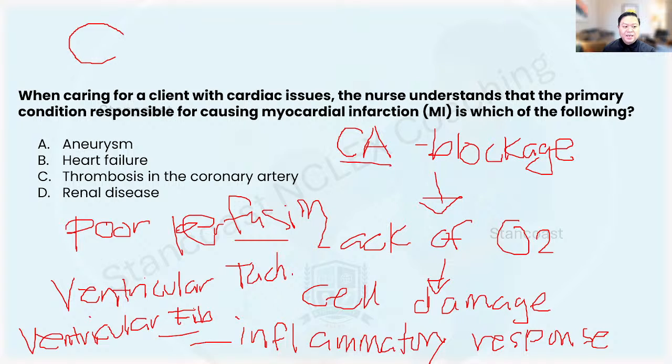And we want to make sure that you are doing the elimination process. When you are going through the choices, I really recommend you go through the options. Do not look for the answers. What you are going to do here is rule out those options that are consequences of the MI, like heart failure. This is something that can help you in eliminating those other options, because heart failure cannot lead into MI.